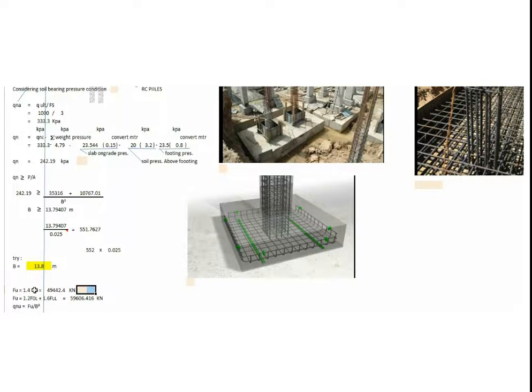The factored load: 1.4 dead load equals 49442.4 kN. The combination factored load is equal to 1.2 dead load plus 1.6 live load, which is equal to 59606.416 kN. Then the ultimate soil bearing q_u equals factored load over B squared, q_u equals 59606.416 over 190.44, equal to 313 kilonewton per square meter.